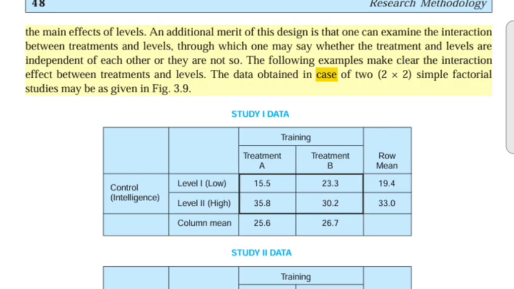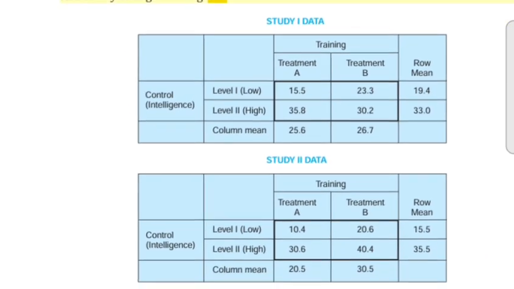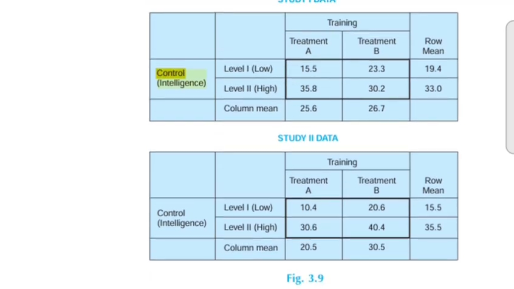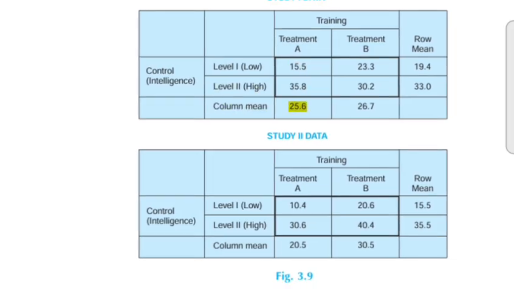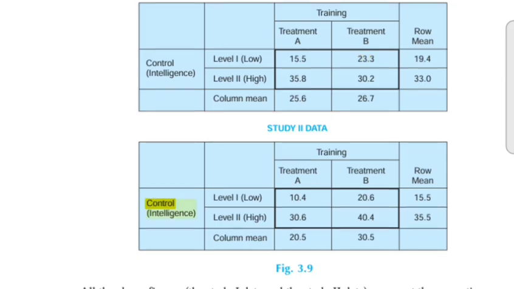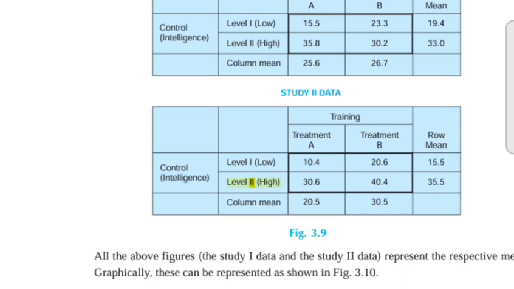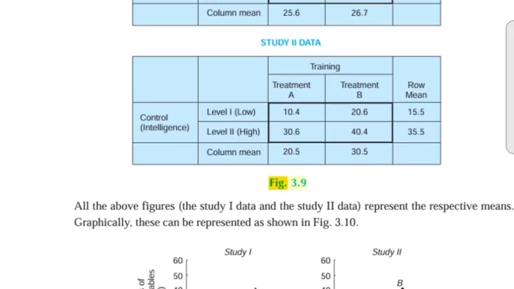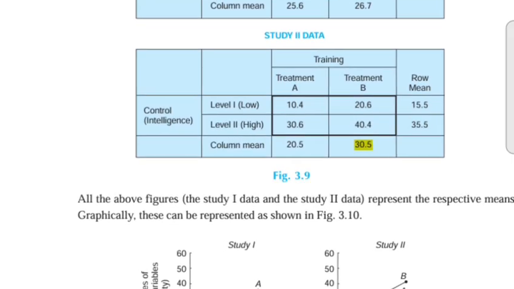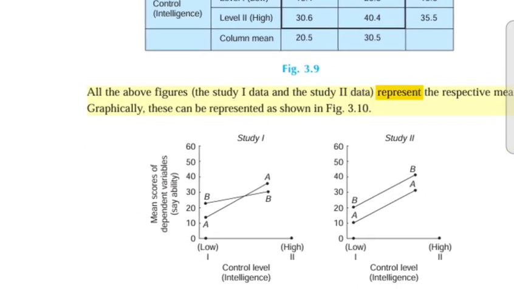The data obtained in case of 2x2 simple factorial studies may be as given in Fig. 3.9. Study I. Data training treatment A. Control intelligence level 1 low, level 2 high, column mean 15.5, 35.8, 25.6, treatment B 23.3, control intelligence 30.2, 26.7. Study 2 data training treatment A level 1 low, level 2 high, 10.4, treatment B 20.6, 30.6, column mean 20.5. Fig. 3.9 40.4, 30.5, row mean 19.4, 33.0, row mean 15.5, 35.5. All the above figures, the study I data and the study 2 data, represent the respective means.